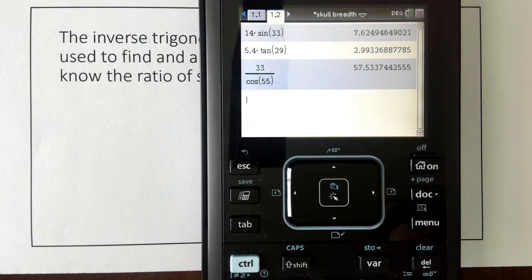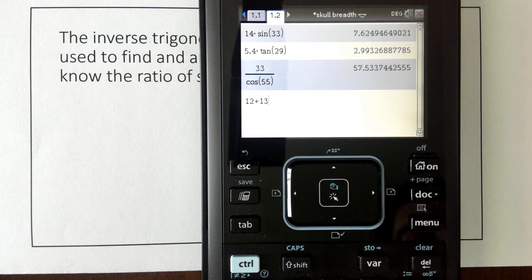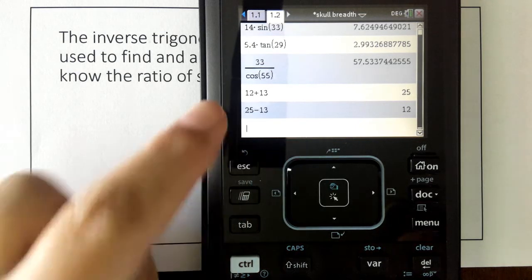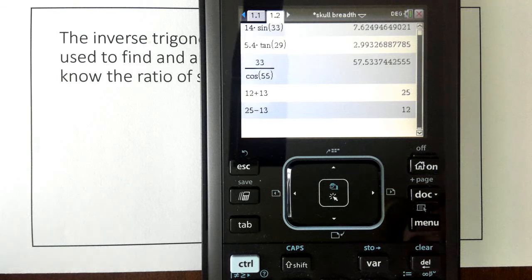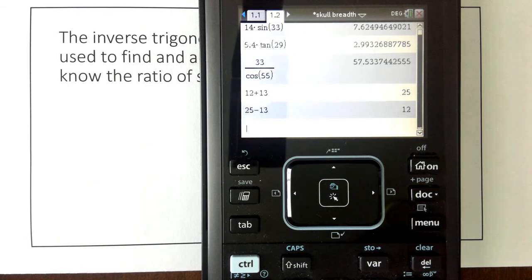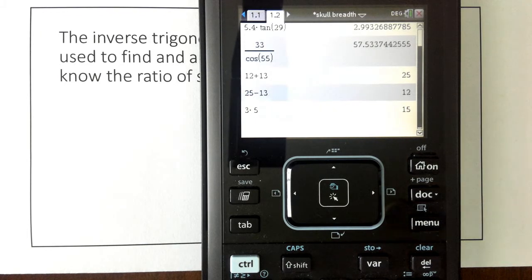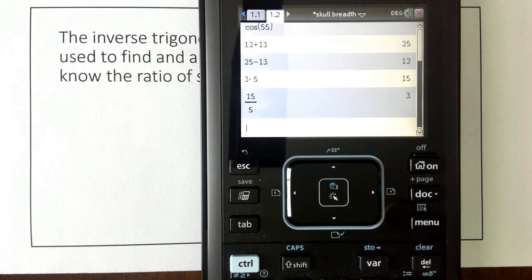We have addition, subtraction. So if we add 12 plus 13, we get 25. If we do the inverse operation, 25 minus 13, we get 12. So addition and subtraction undo each other. Multiplication and division also undo each other. You start with a number 3 and you multiply it by 5, you get 15, and then you take 15 and divide it by 5. You do the inverse operation. It takes you back to the 3 you started with.